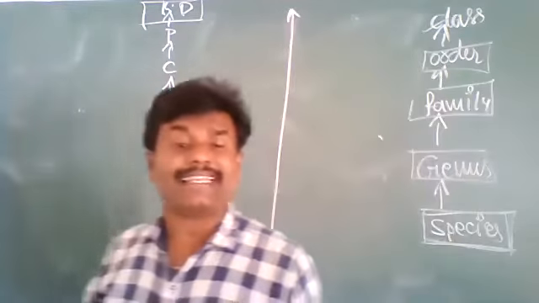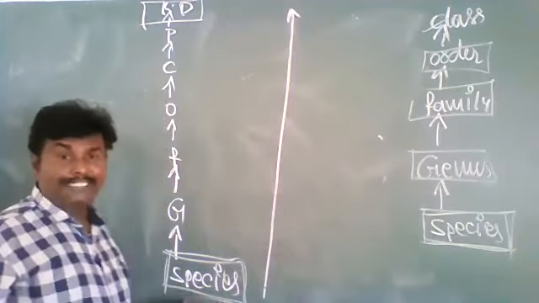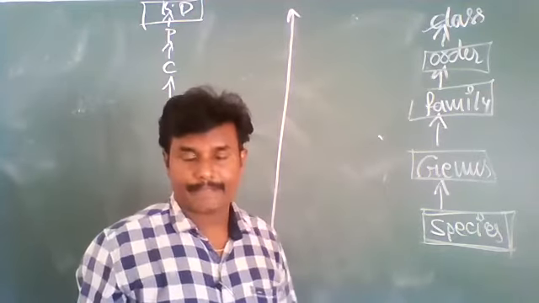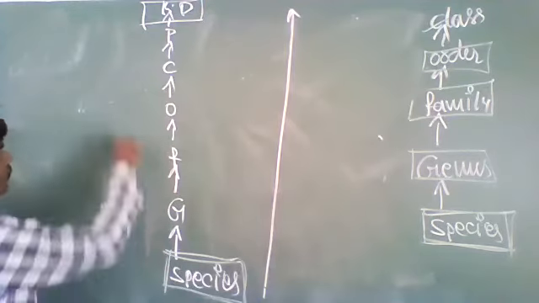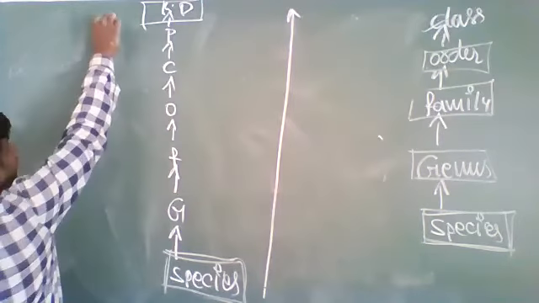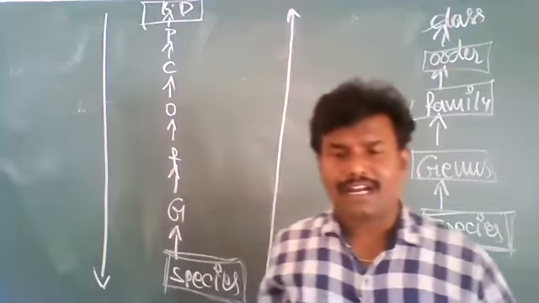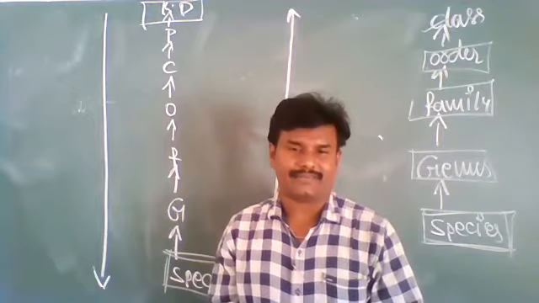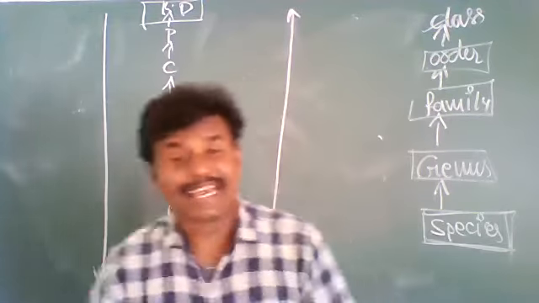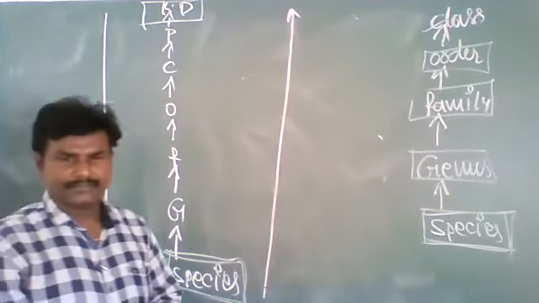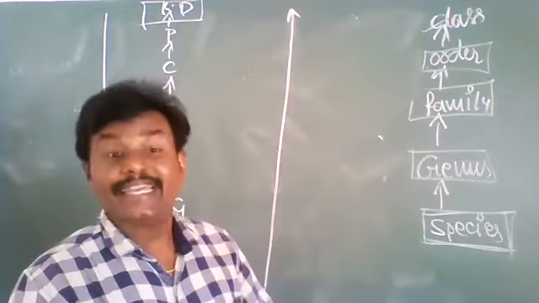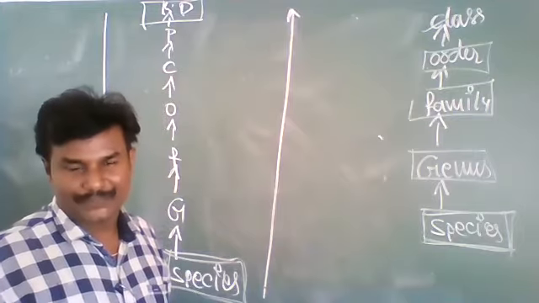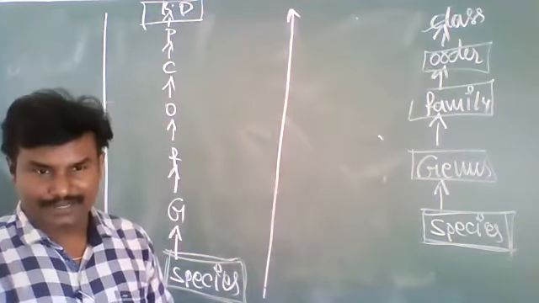From species to kingdom is in ascending order. The species is the lowest taxonomic category. Kingdom is the highest taxonomic category. So from kingdom to species, in between the organisms, the number of similar characters increases from upside to downside, it is descending order. From downside to upside, ascending order.